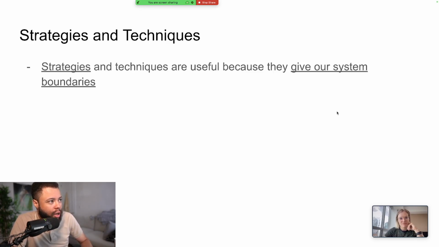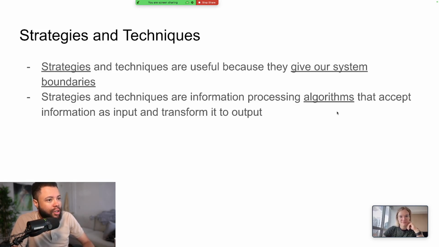So a strategy and a technique basically give our system boundaries. These are the boundaries that I was just describing, mainly being kind of things that apply rules for things that get added to our system and things that get searched from our system. Strategies and techniques are also known as kind of like algorithms because they accept information as input and then they transform it to a particular type of output based on a number of rules.